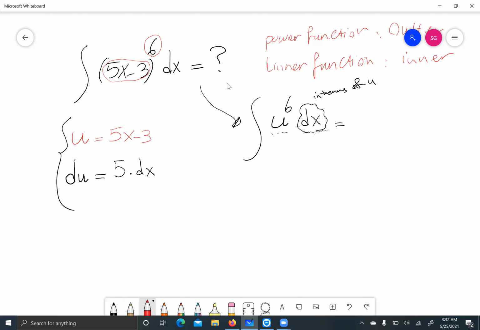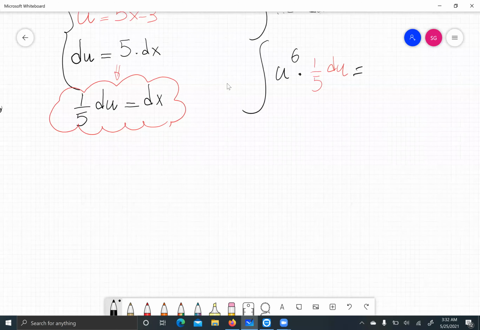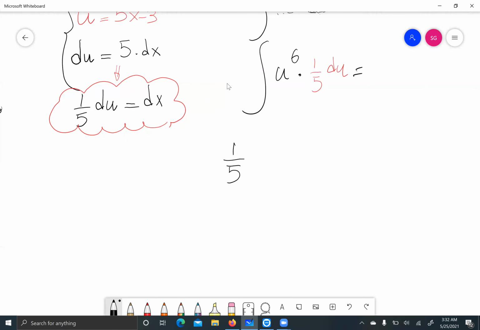Now, we are looking to rewrite dx. And here we have the opportunity to do that, because I can express dx in terms of du. If you divide both sides by 5, then you can express dx in terms of u. So then your integral is going to be u to the 6 times, what is dx? dx is 1/5 of du. Very nice. Look, now we have 1/5 integral of u to the 6 du.